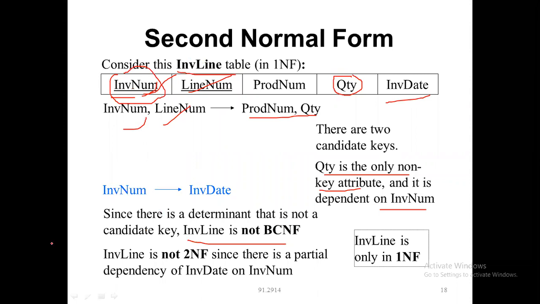So invoice line is not in second normal form. Again, it's not second normal form because it is partially dependent on the date. It depends on the invoice number and the invoice date. So invoice line is not a part of this second normal form. Like this, we have to identify the particular table and go through the normalization.